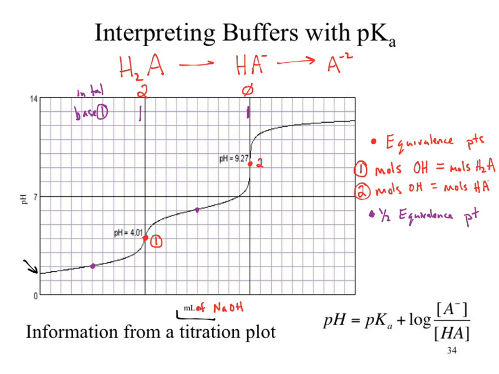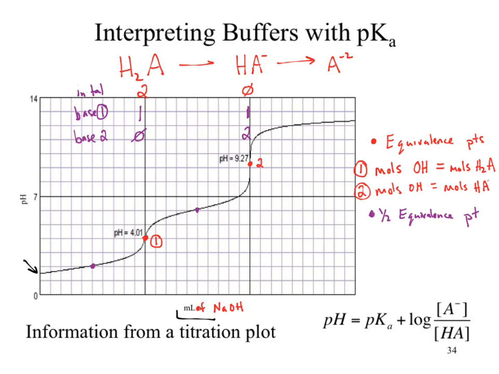I then continue to add base. So we'll say base addition 2. What happens to the H2A? I've added another equivalent of the base. We'd have 2 HA minus, but where did that second HA minus come from? The H2A. So how much H2A do I have? 0. So at this point, the moles of H2A were equal to the moles of base that I added. That's how I come out at this 0, this net equals. That's my equivalence point.